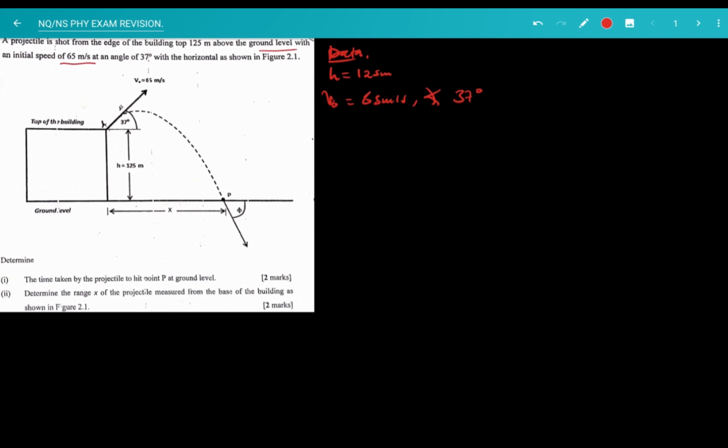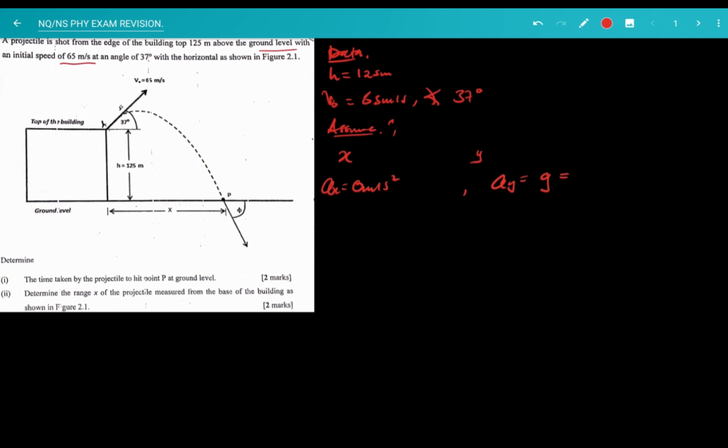All right, other than that, let's take some assumptions. Our assumption should highlight the X and the Y. So in the X-axis, assuming that acceleration in the X is 0 meters per second squared, and the acceleration in the Y is equivalent to the gravity. And now in the Y, the projectile is going downwards.